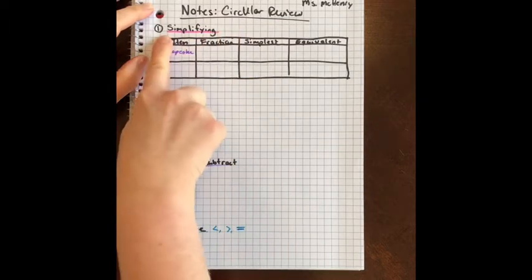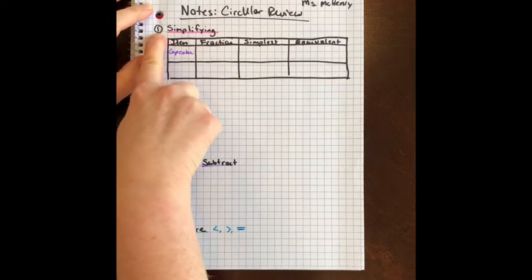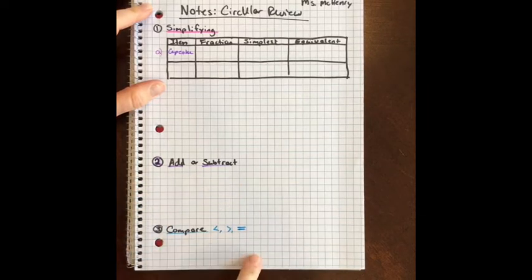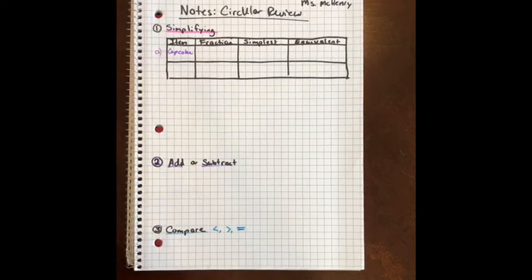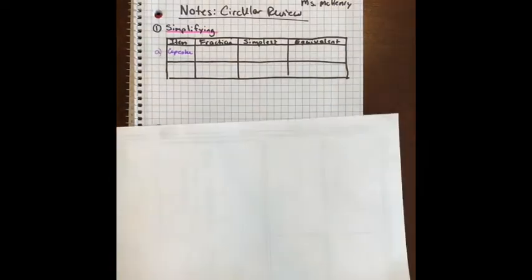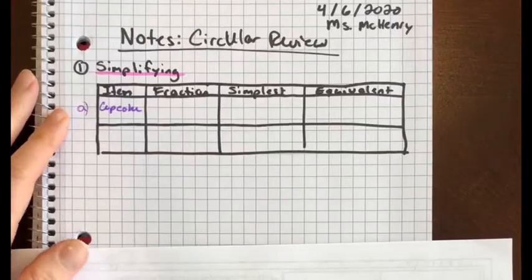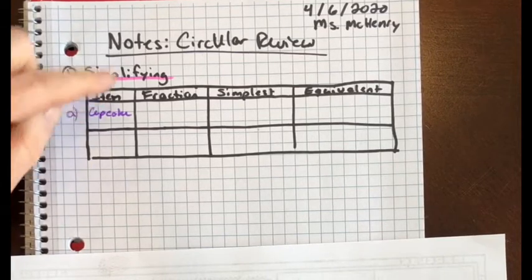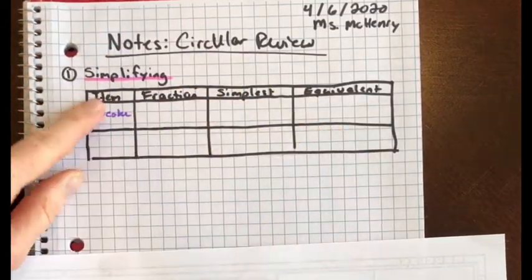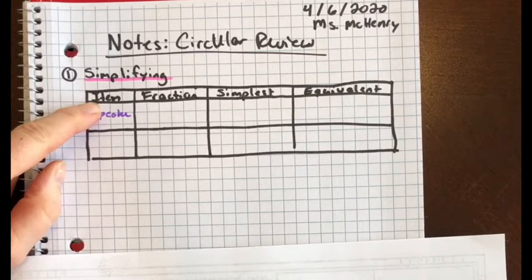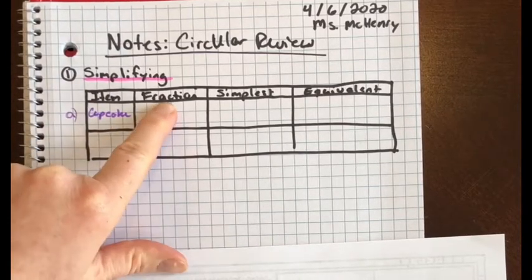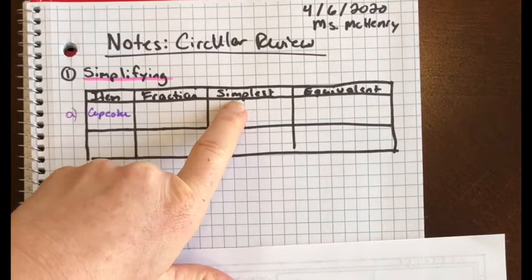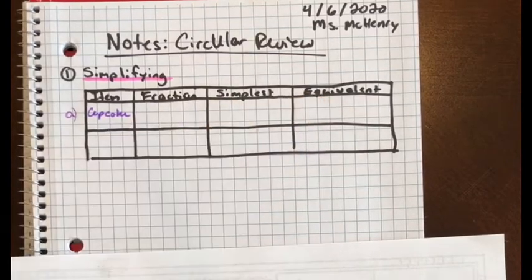Notes, circular review. First section says simplifying. Second, which is about 2/3 of the way down, adding and subtracting. Third is comparing. For now, we're just going to focus on simplifying and equivalency. Make your table. There are 3 rows and 1, 2, 3, 4 columns. The first column, the title is items. Second column, fractions. Third, simplest, as in simplest form. And the last one is equivalent.